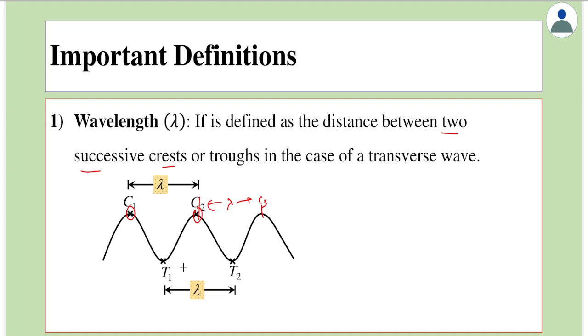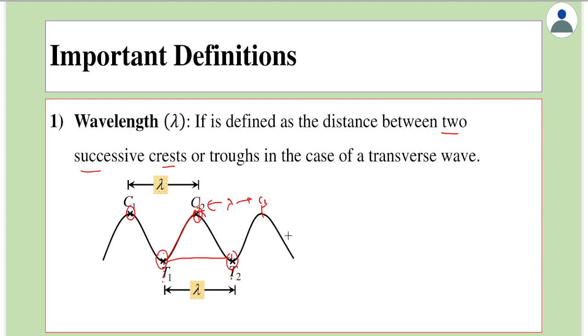Or we can define it in terms of troughs also. So wavelength is the distance between two consecutive troughs. T1 and T2 are taken as two troughs. So the distance between T1 and T2 would be lambda. Keep in mind that it is this distance only, it is not the length of the wave. Length of the wave is not the wavelength, rather it is the horizontal distance between two points.